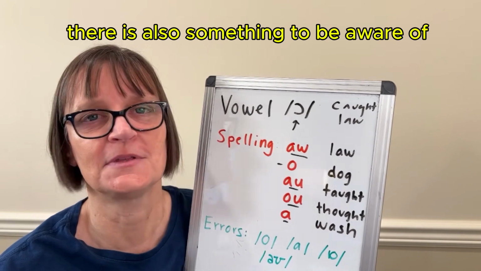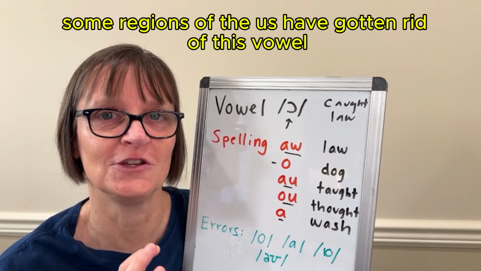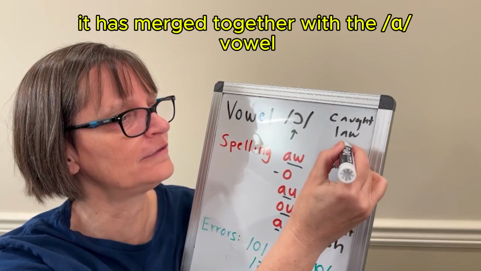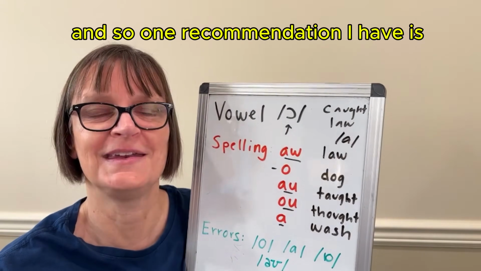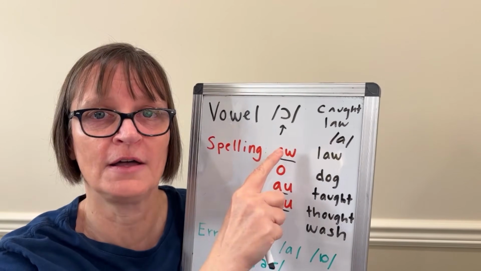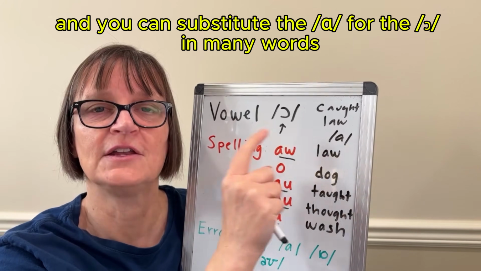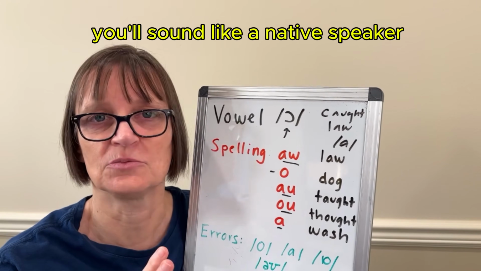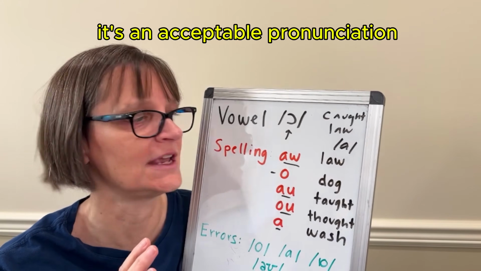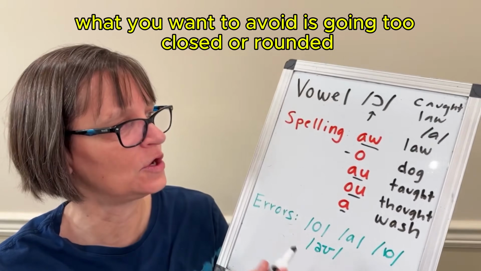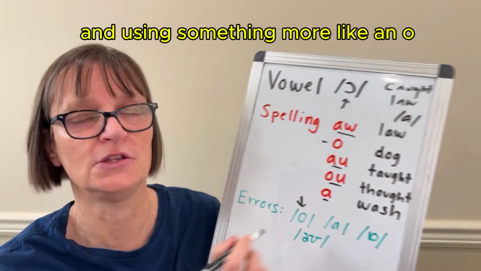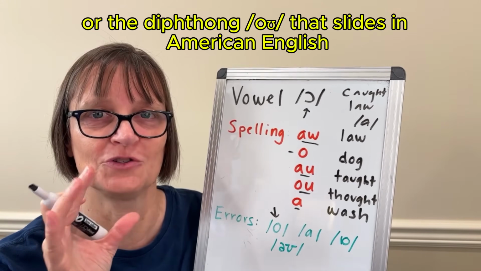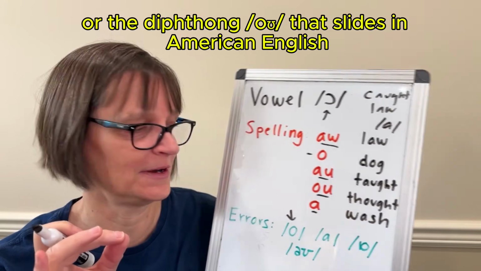There is also something to be aware of, that some regions of the US have gotten rid of this vowel. It has merged together with the ah vowel. So one recommendation I have is, if you struggle with the aw, work on the ah sound, and you can substitute the ah for the aw in many words and you'll be understood. You'll sound like a native speaker. It's an acceptable pronunciation. What you want to avoid is going too closed or rounded and using something more like an O, either the round O from your native language or the diphthong O that slides in American English.